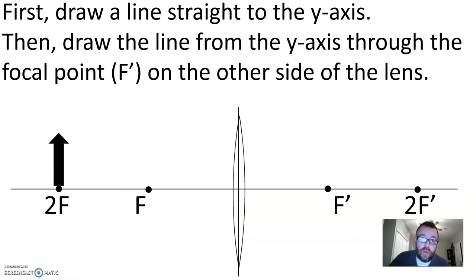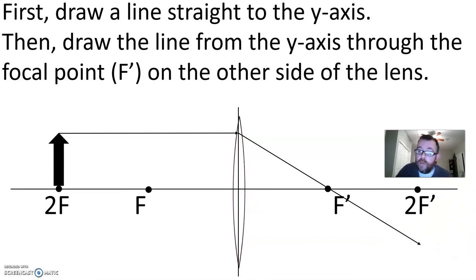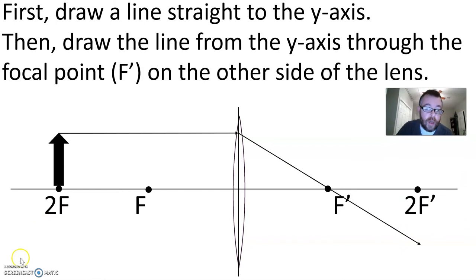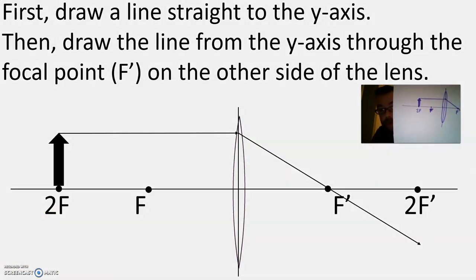Let's see what we want to do next. First thing we're going to do is draw a line straight to the y-axis, then draw the line from the y-axis through the focal point on the other side of the lens. That's straight to the y-axis, and then watch the animation down over here. All right, I'm going to do that on my graph paper. So you can see on my graph paper, that's exactly what I've done. It should look the same for you.